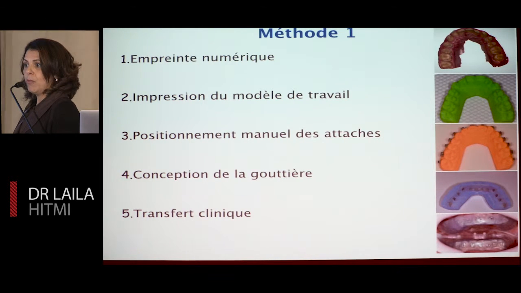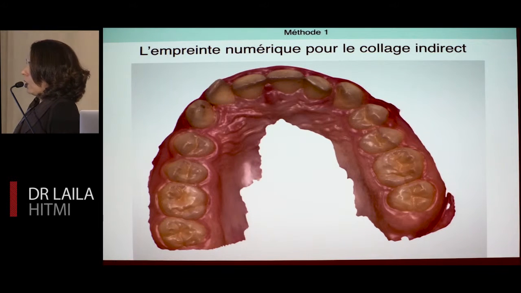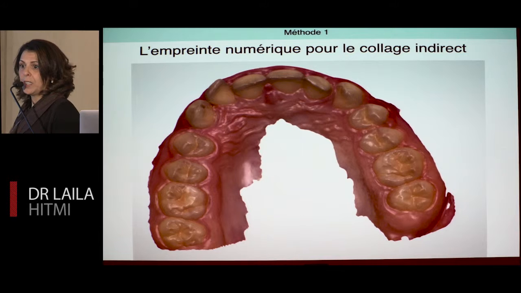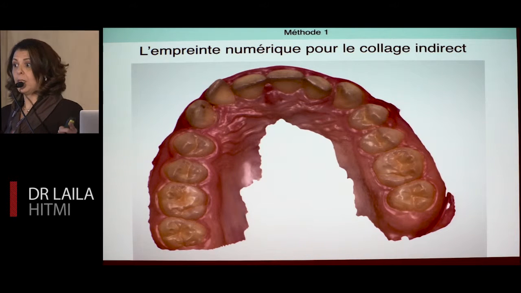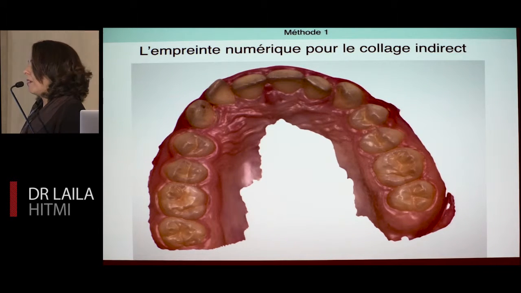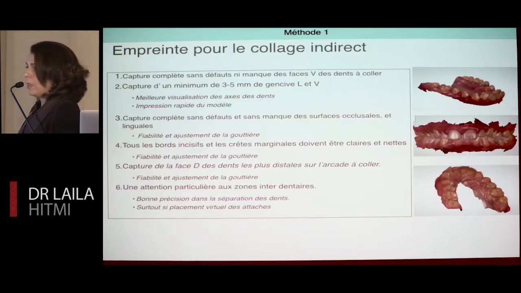The first technique, take the digital impression, you print the model, you position the attachments on the printed model, you prepare the positioner, and you transfer. This is something you can do tomorrow. You order a 3D printer and you can do it. The impression for indirect bonding needs to comply with a few features, specifics. Well, first of all, everything starts with the quality of the impression.